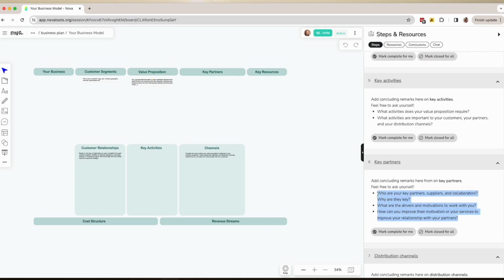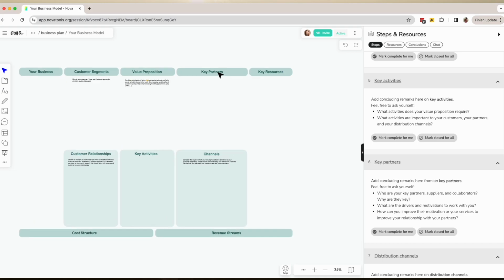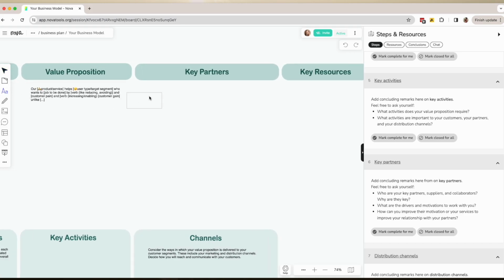Next, outline key partnerships. Think about other companies or individuals who help your business model function. Partners can help reduce risks or provide resources you don't have internally.